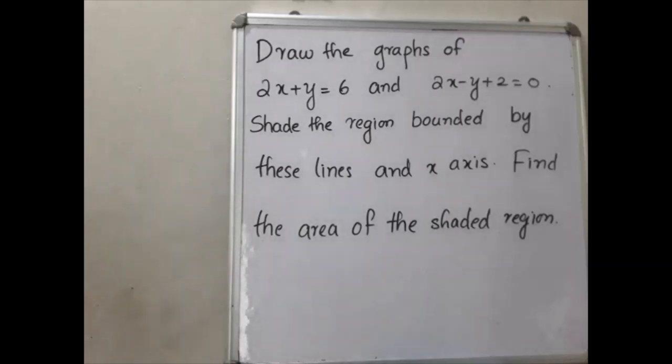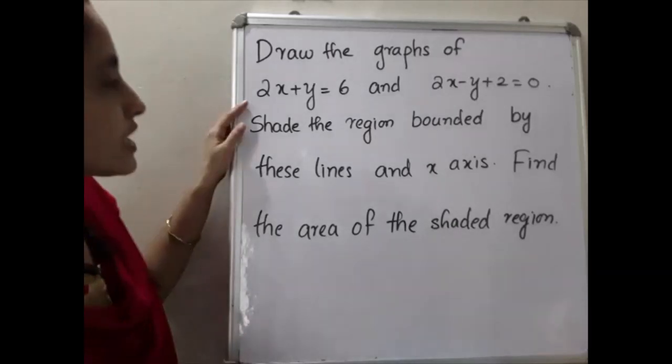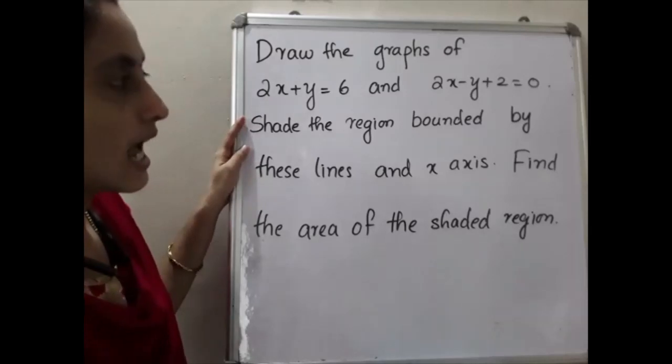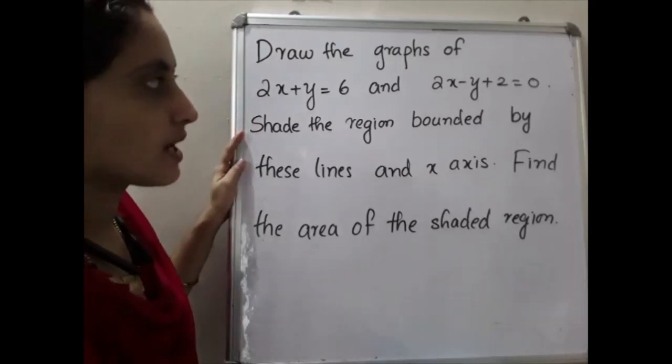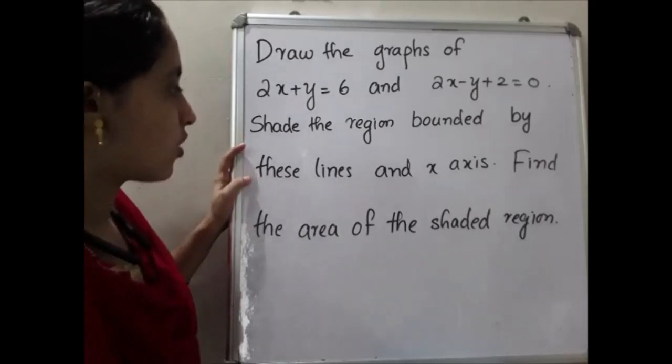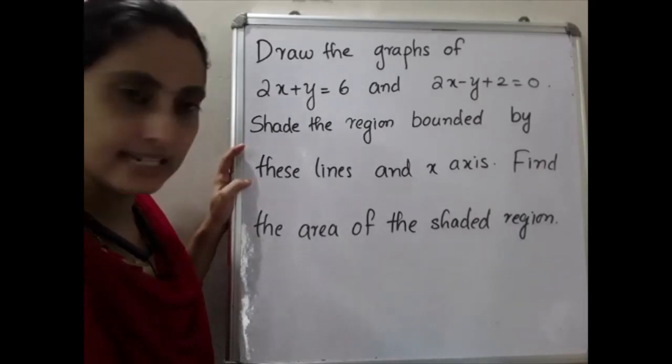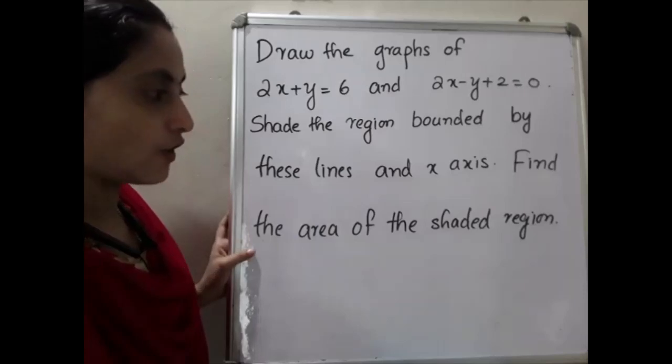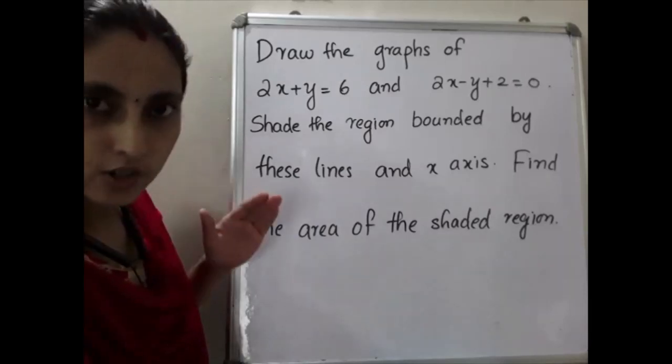Yes, please write down the question. Draw the graphs of 2x plus y is equal to 6 and 2x minus y plus 2 is equal to 0. Shade the region bounded by these lines and the x-axis. Find the area of the shaded region. Two things you have to find.